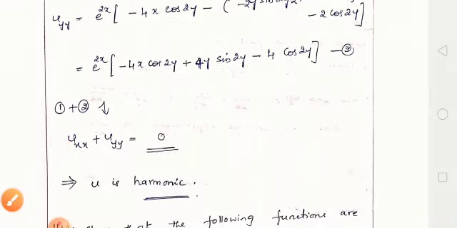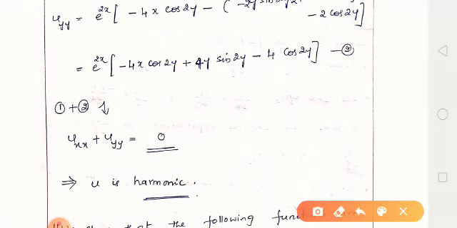Now, in order to get the required LHS, you add equations 1 and 2, that gives u xx plus u yy as 0. That implies u is harmonic.